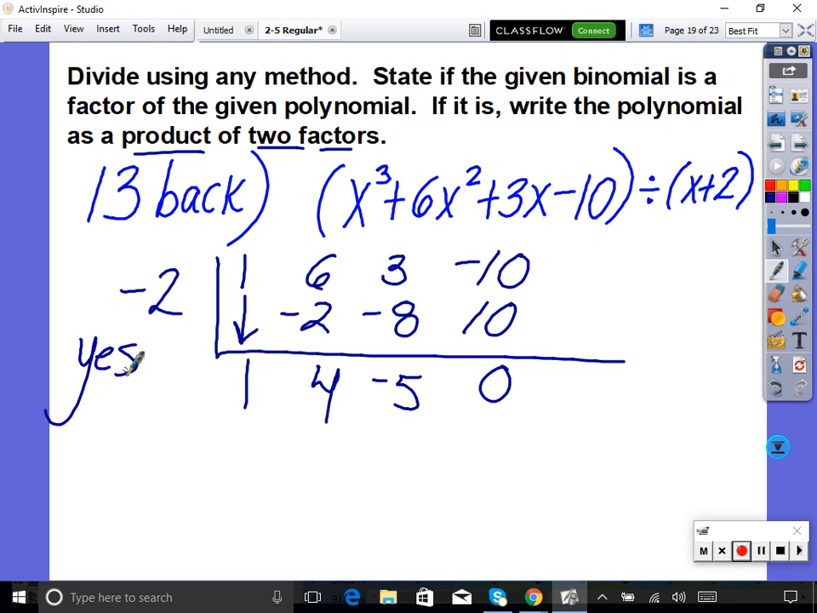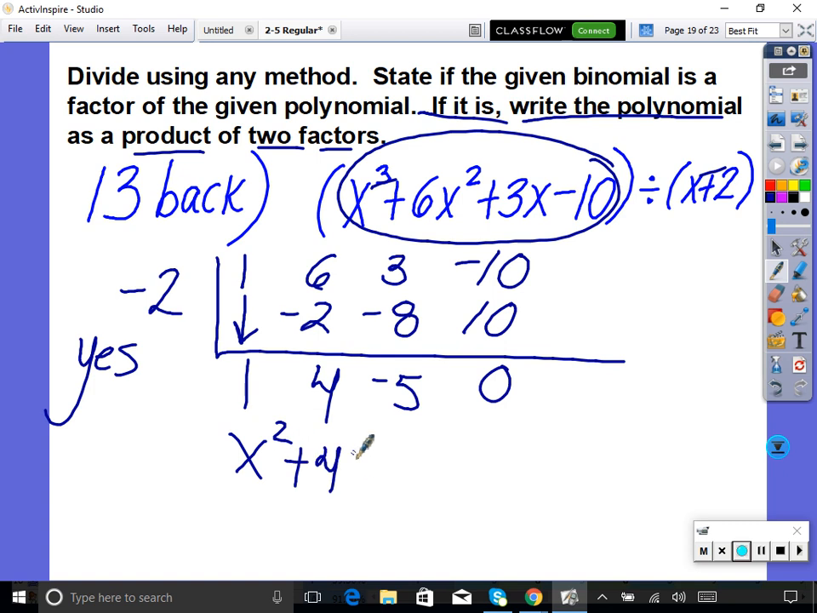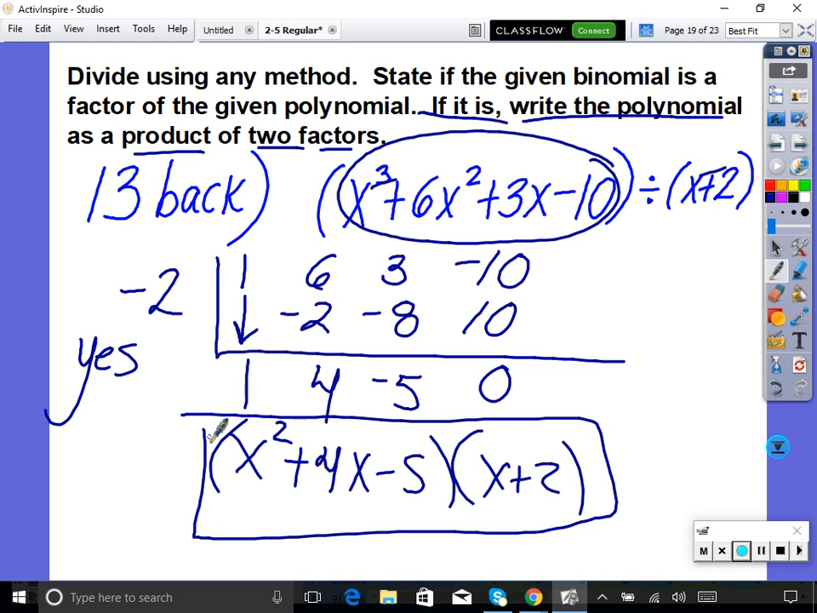But now we have to answer it. It says, if it is, write the polynomial as a product of 2 factors. Meaning, we know for a fact that this became, so that is what? Well, we took a degree 3 divided by degree 1, didn't we? Yep, so x squared plus 4x minus 5. And then it says write it as the product of 2 factors. So when we have our x plus 2. Now look, that is the product of 2 factors. So do you see how they just stopped here? They didn't continue to see if it continued to factor.